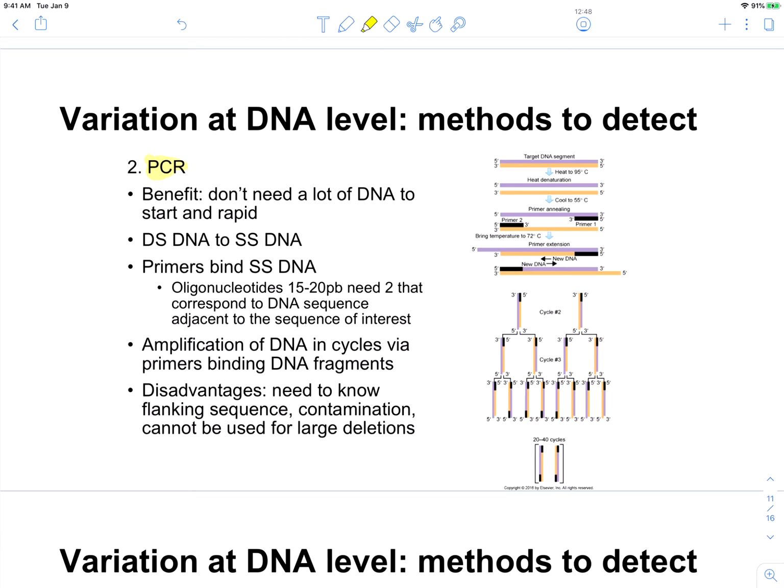This is going to have primers. Primers are going to bind to DNA and replicate that DNA, or amplify it. Some of the disadvantages of PCR are you have to know what sequence you're trying to amplify. There's also a high propensity for contamination of nucleic acids from the environment, and it can't be used for large deletions.